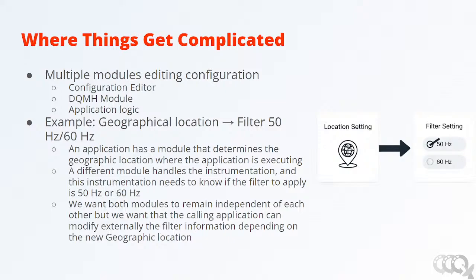So if you have two modules, one that has the filter setting for your instrument and another one that determines where you're at, now you can have both of those report back to the application what the setting is, and now the application can externally change the filter setting based on the change of the location. Once you get your hands on DCFG, you'll be able to see it firsthand, but this is the part that makes DCFG excel, because you can change your configuration directly on the file, directly on the DQMH module itself, or through an application.